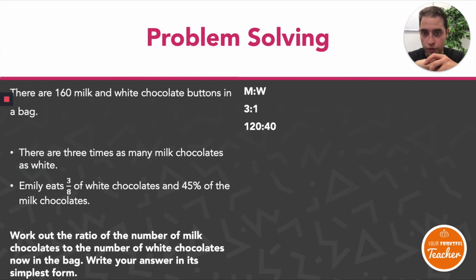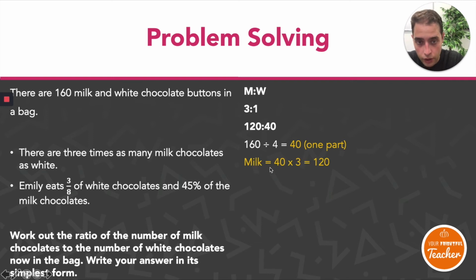I know the total value. And I know that the number of parts is 4. Okay, so we have that ratio of 120 to 40. Working it out is very simple. I work out one part, the total value, divided by the number of parts, 3 plus 1, which is 4. So I divide it by 4 and I get 40, which is the value of one part.